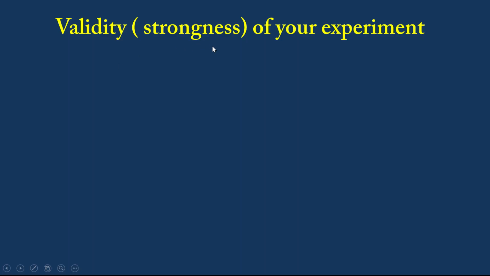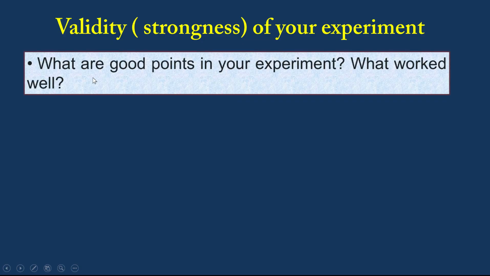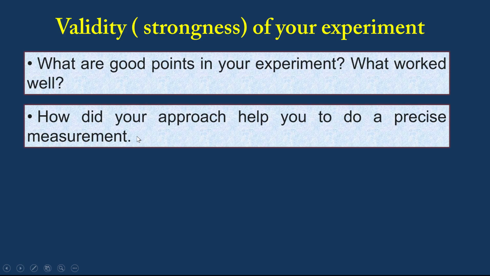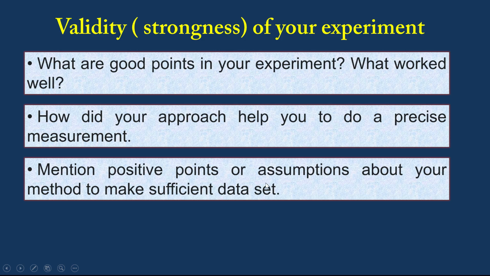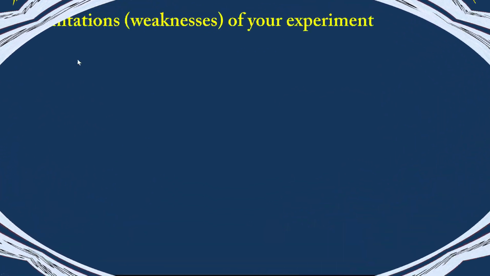Validity is the strength of your experiment. First of all, what are good points in your experiment? What worked well? How did your approach help you to do precise measurements? And mention positive points or assumptions about your method to make sufficient data sets. You see, all are related to your method.